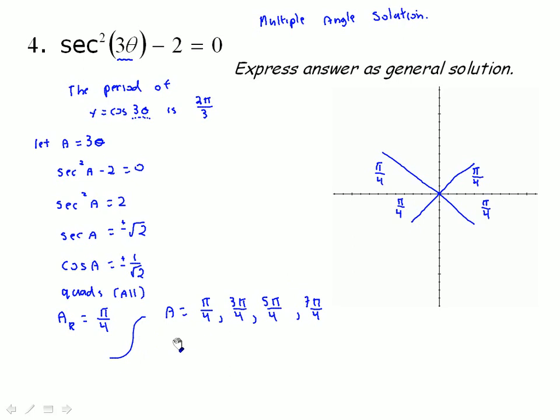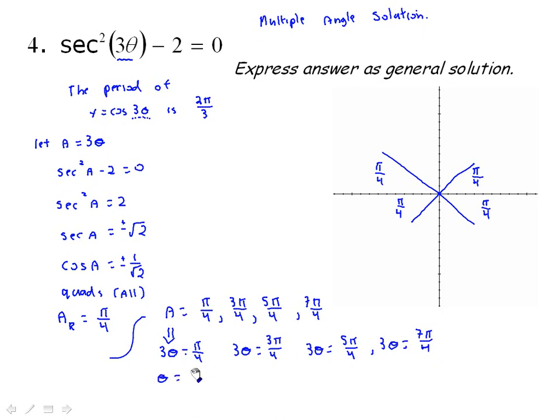A is actually equal to 3 theta, and we're trying to solve for theta. So don't stop there. You need to note that 3 theta is equal to pi over 4, that 3 theta is equal to 3 pi over 4, that 3 theta is equal to 5 pi over 4, and that 3 theta is equal to 7 pi over 4. And then you solve for theta.